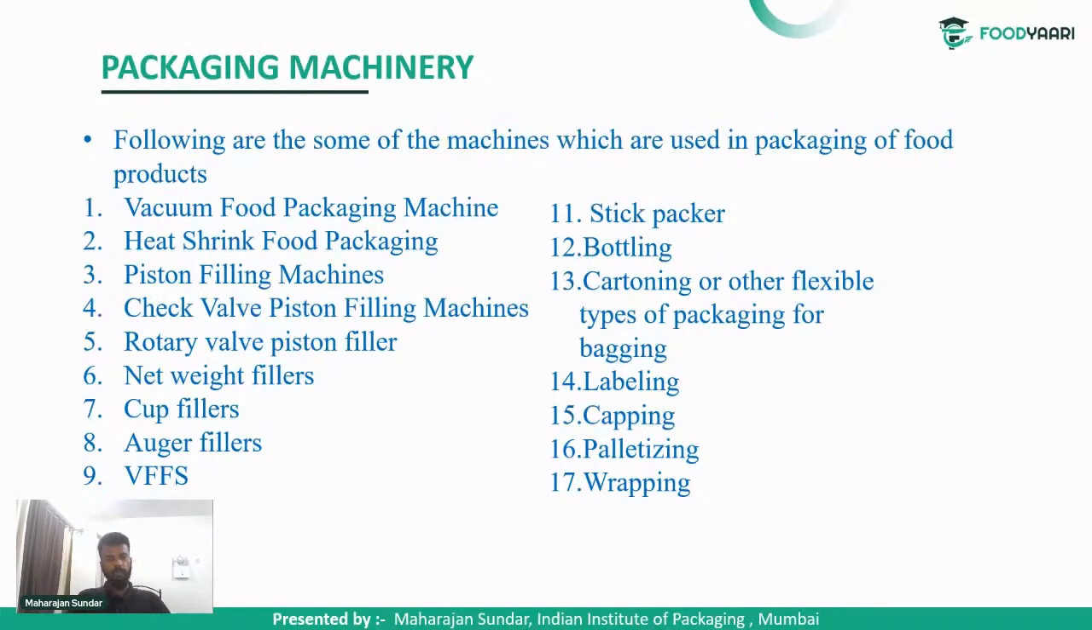Then heat shrink food packaging machines, piston filling machines, check wall filling machines, rotary wall filling machines, net weight fillers, cup fillers, auger fillers, vertical form fill seal machines, horizontal form fill seal machines, stick packers, bottling machines, cartoning or other flexible types of packaging for bagging, labeling, capping, palletizing, and wrapping. These are very limited machineries I have mentioned here. Apart from it, there are many. Out of which, due to the time constraint and limitations, I am going to discuss some of the mentioned machines here.